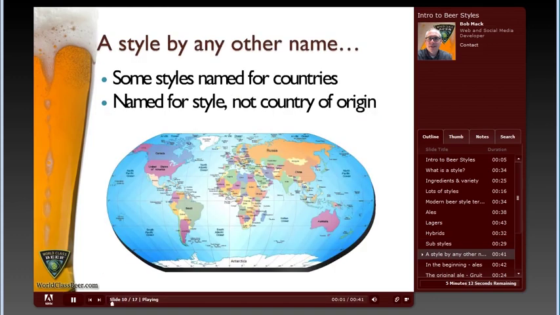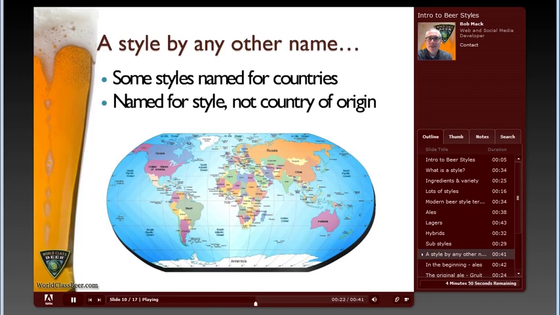Some of the beer styles you'll find on most anyone's list of different beers are named for countries. For example, an English IPA or an American Stout refer to a country, but that doesn't mean that the beer was brewed in that country. It only means that the style of beer is similar to a style that originated in the country named. It doesn't really matter where the beer was actually brewed.